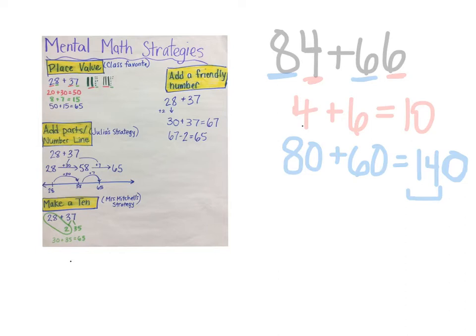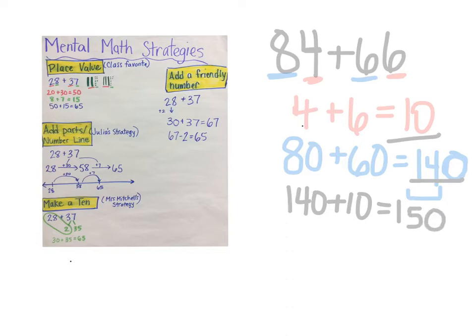Yeah. So now we've added our 10s and we've added our 1s. We got 10 and we got 140. Now we just have to add them together to see how many we have in all. I know 40 and 10 make 50. They do. So what's 140 and 10? 150. Good. So 140 and 10 make 150. So that's one of the ways that we can solve this problem, 84 plus 66.